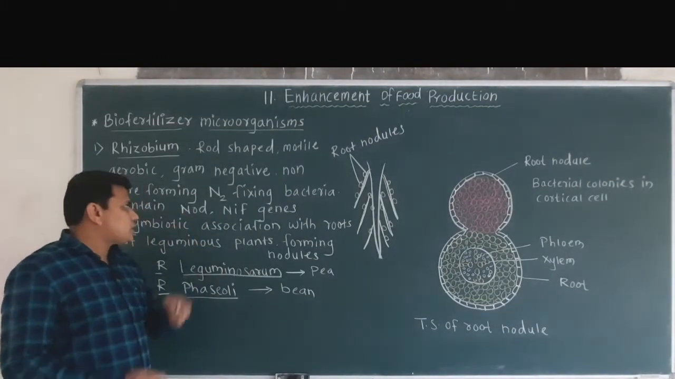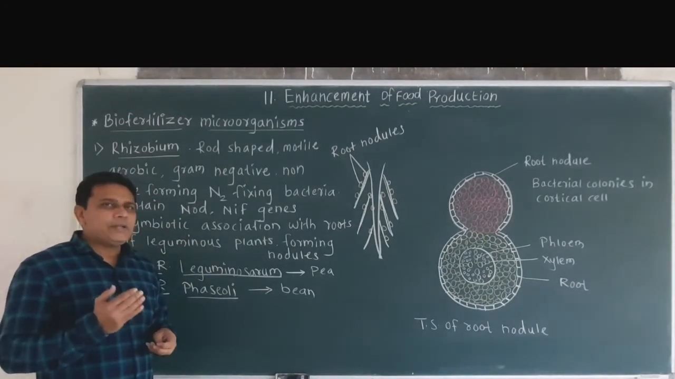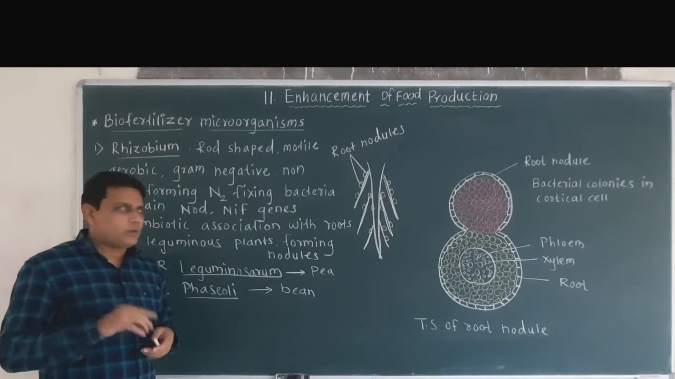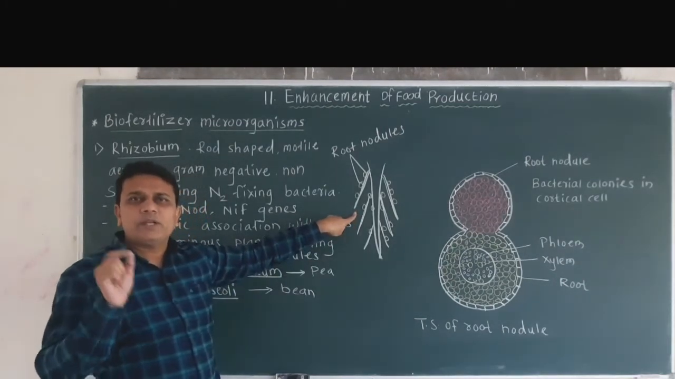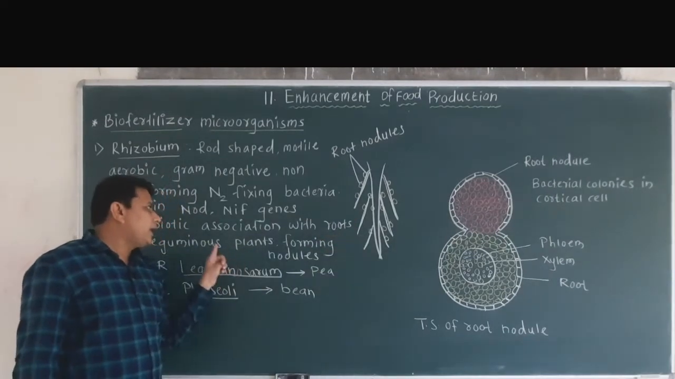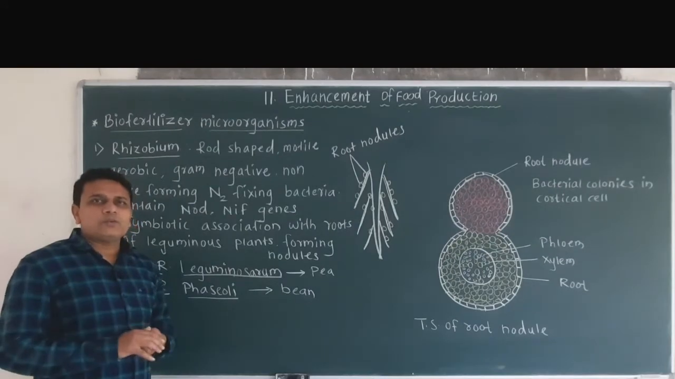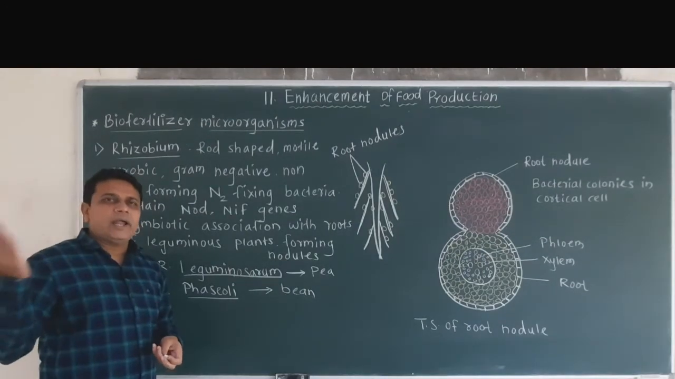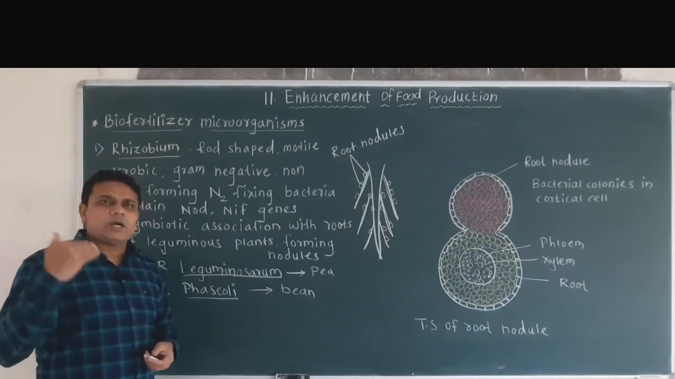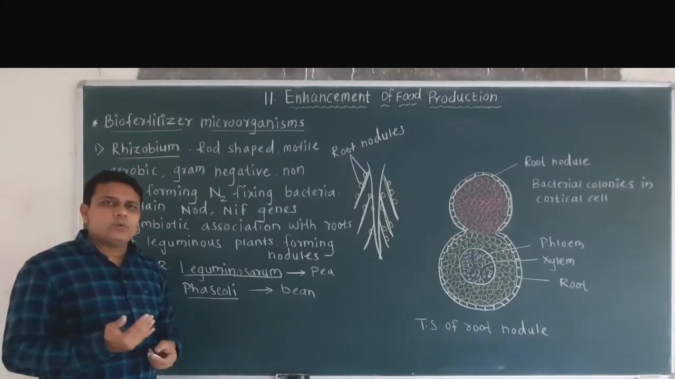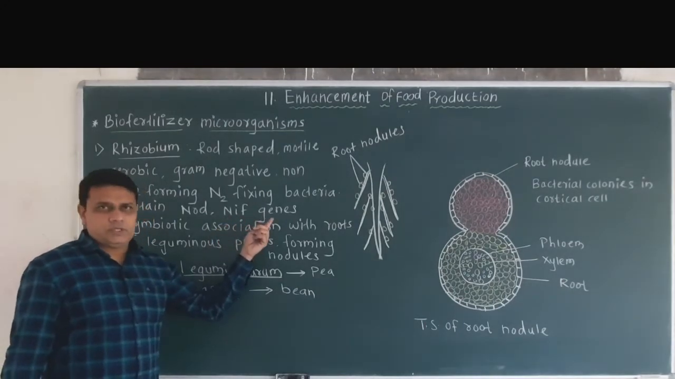Now nod genes are essential to identify the particular host. Host means to identify the roots of leguminous plants, and NIF genes help in the process of nitrogen fixation. That means atmospheric nitrogen is converted into soluble form with the help of these NIF genes.